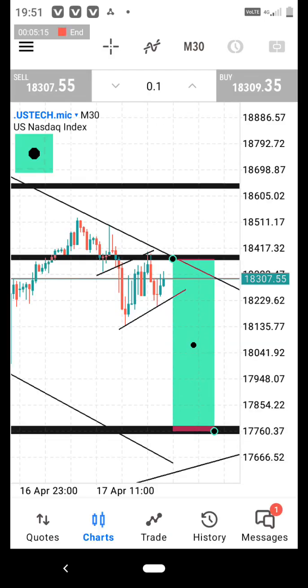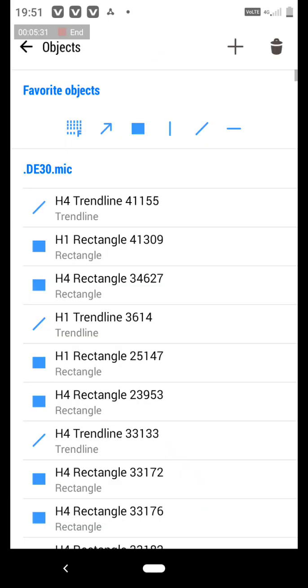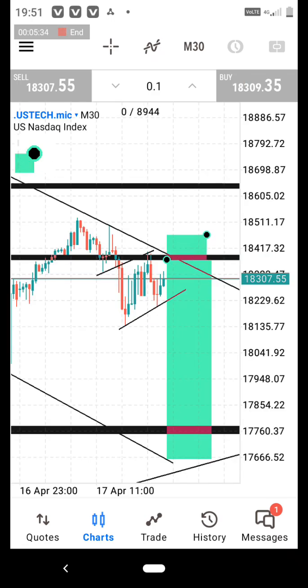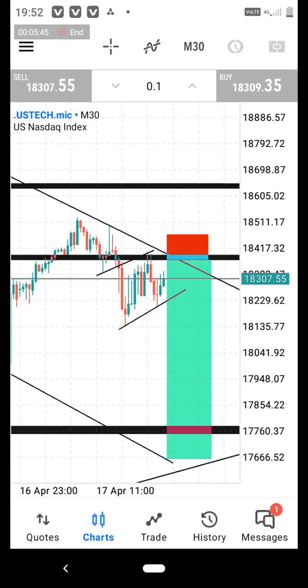Remember, we don't want to blow accounts, so we'd be using a 1:3 risk to reward ratio. It will be something like this. Because remember, Nasdaq is moving fast, and we must know about Nasdaq. So these are my risk to reward ratios.